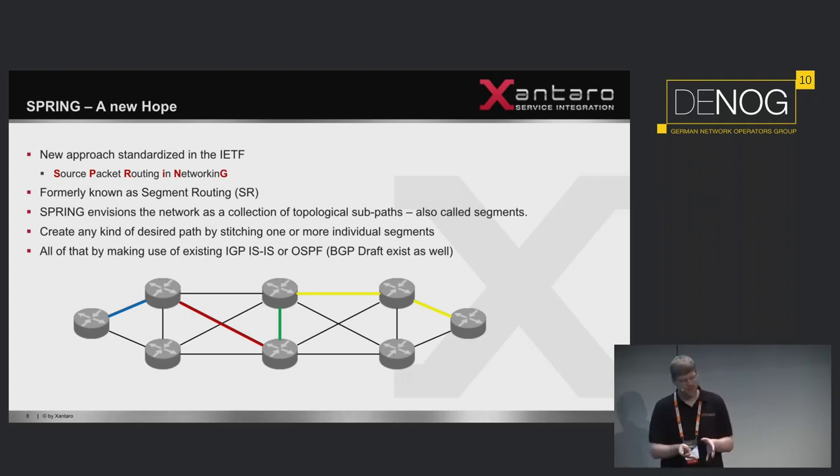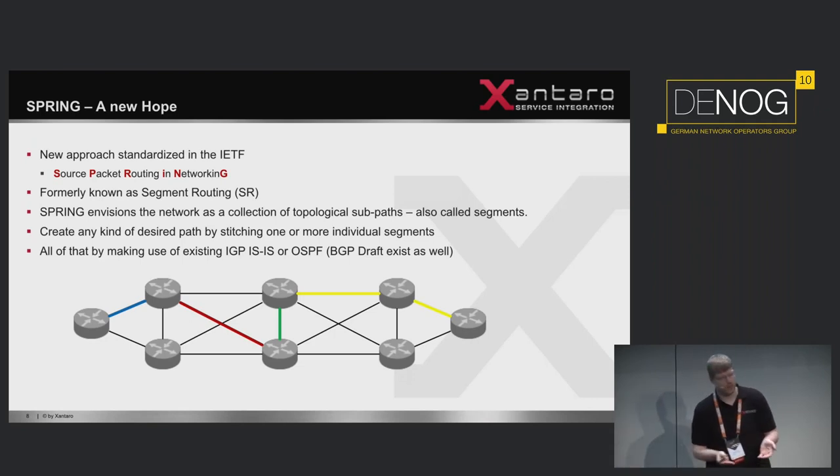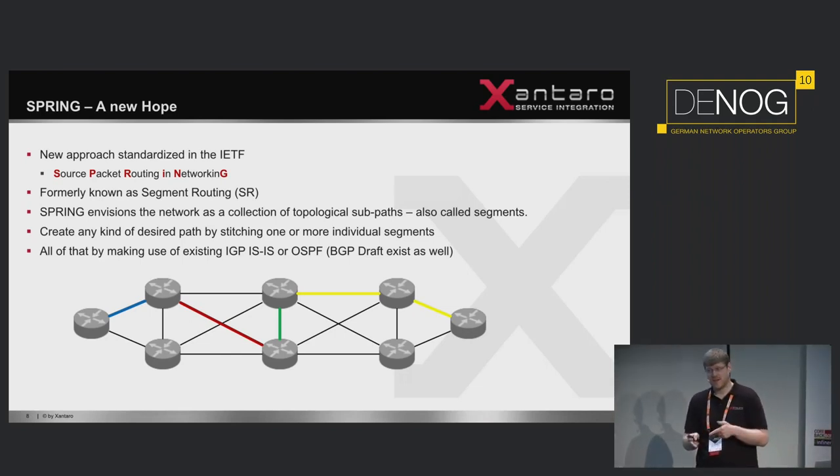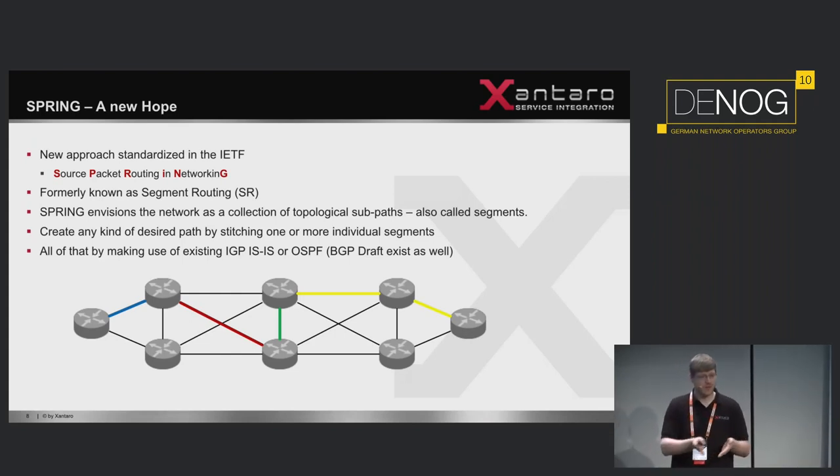I will cover segments in a minute. Your end-to-end network path is actually a summary of all of the segments that have to be passed through. What is a segment in segment routing? A segment can be a node. A segment always has a segment identifier, a SID. So a node will have a node SID, a node segment identifier.